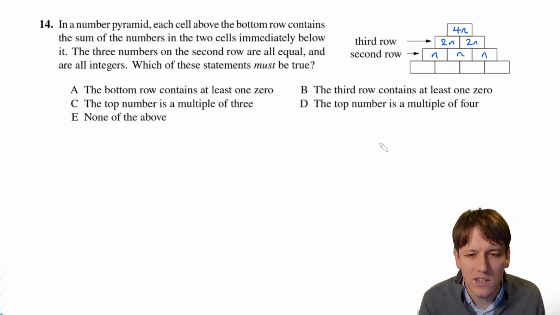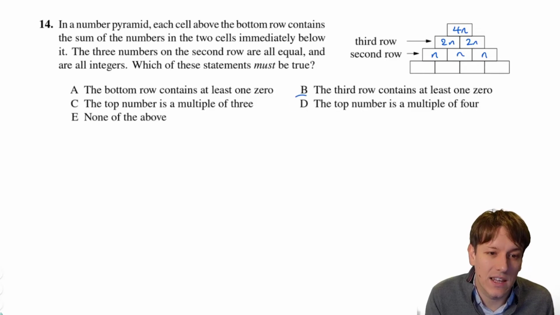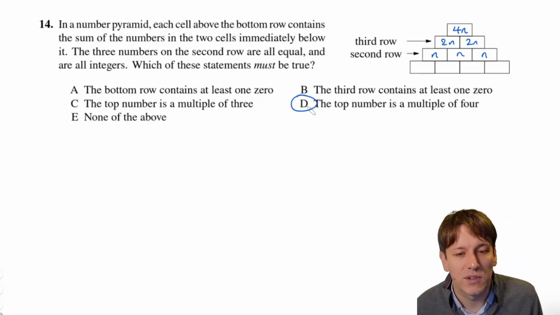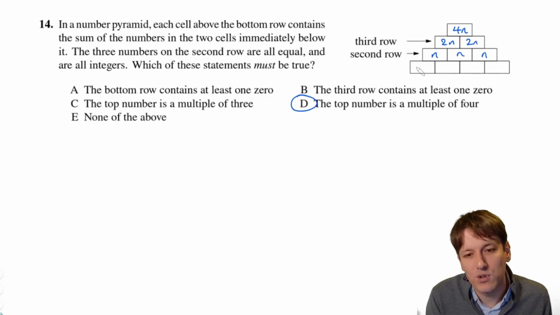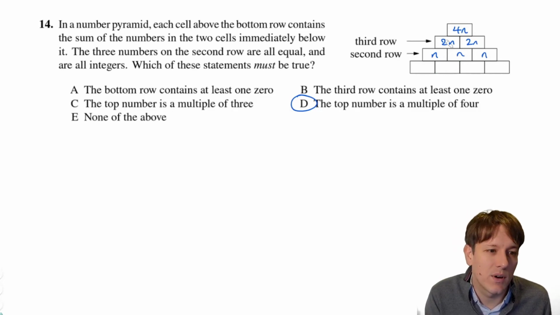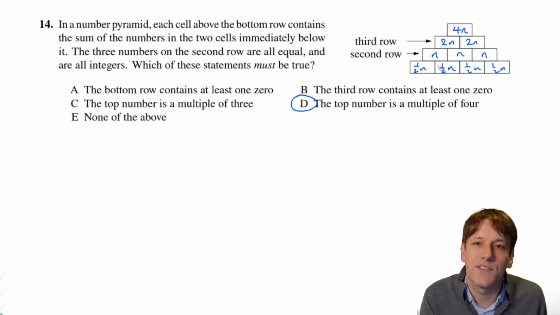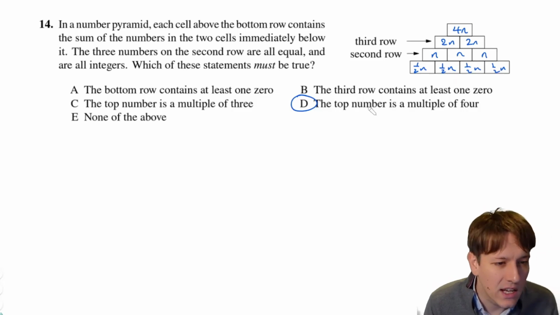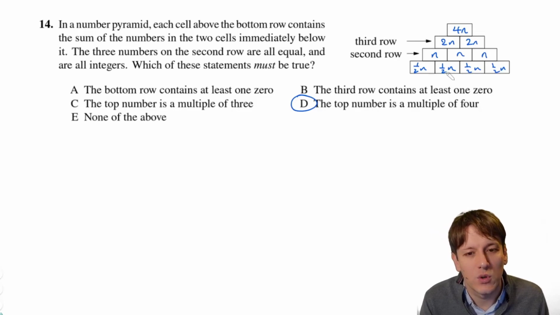So if they're all integers, that means the top row here is 4n, and we get very quickly here that the answer is D, that it's a multiple of 4. Of course, there may be different choices for what goes underneath here, but one possibility would be that we had a half n, a half n, a half n, and a half n, and if we choose n to be an even number, then they could all be integers.